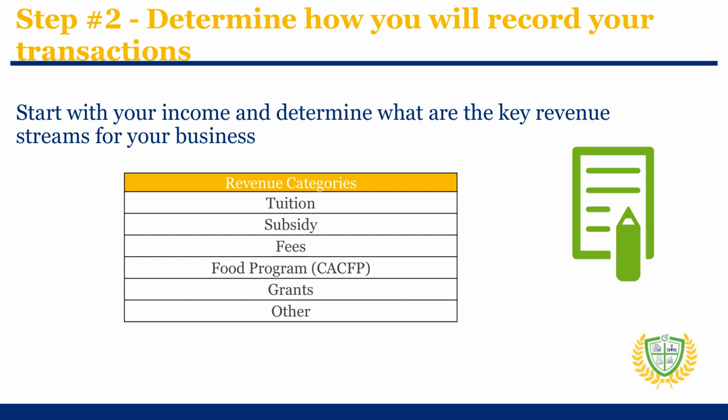Determine what the key revenue streams are for your business, that is, the sources from which you primarily receive your money. Parent fees will likely be one source. Another might be a child care subsidy or payments from the food program, like the CACFP. Perhaps there are additional funds that you receive for after-school students or grant funds. Each one of these will be a separate revenue stream to account for. You can use this example list to categorize your income sources.